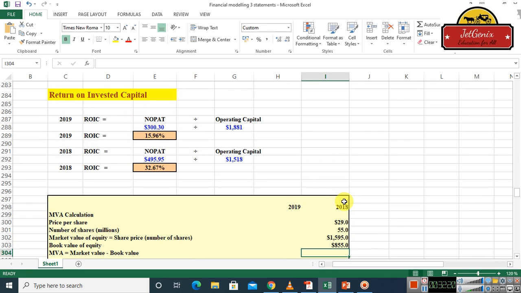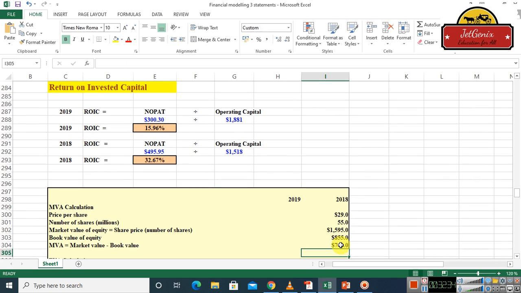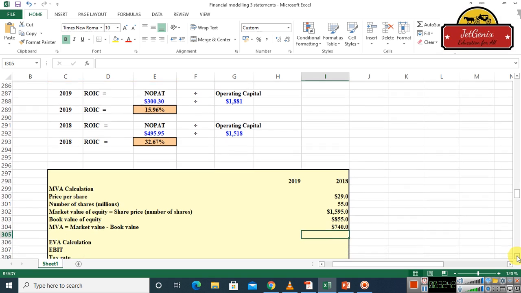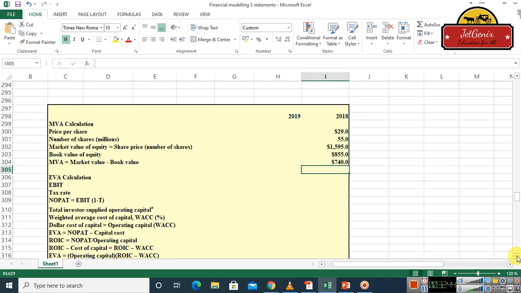Okay, and press enter. You see, now we are going to calculate the MVA, which is equivalent to market value minus the book value. Market value is here. Okay, you see, and it is 740. It is a positive figure. That's why we can say that this company has created market value, because it is a positive figure.